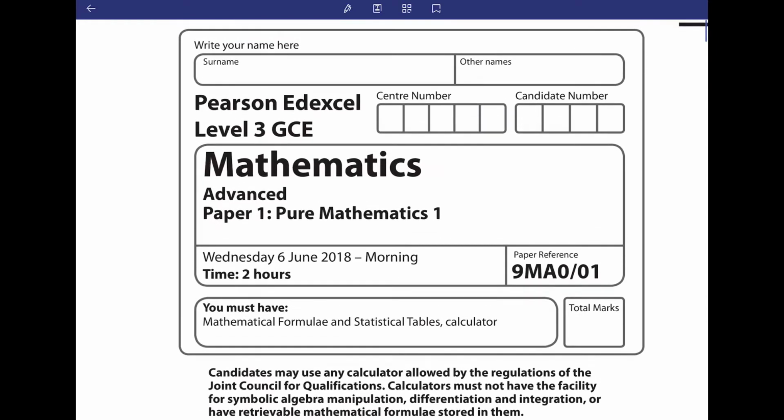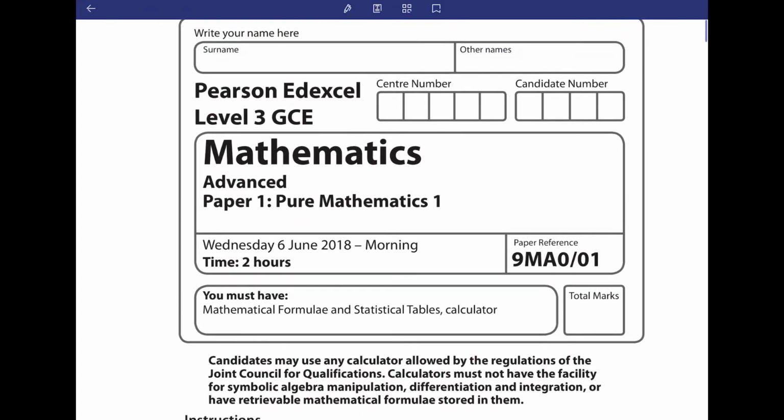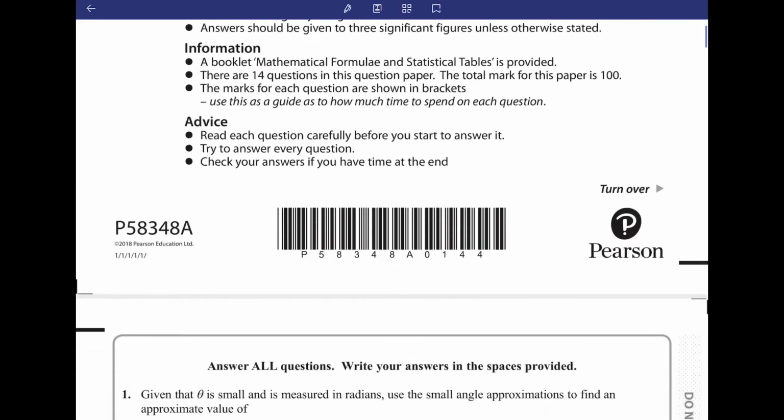So I'm going to try and go through this paper and give you some good hints and tips to answer these questions. I'm going to try and do it in one take as well, so we'll see how that goes. It's always a good idea to read the front. You have a calculator for this exam, and you have the formula booklet, which is helpful. So we'll just crack straight on now.